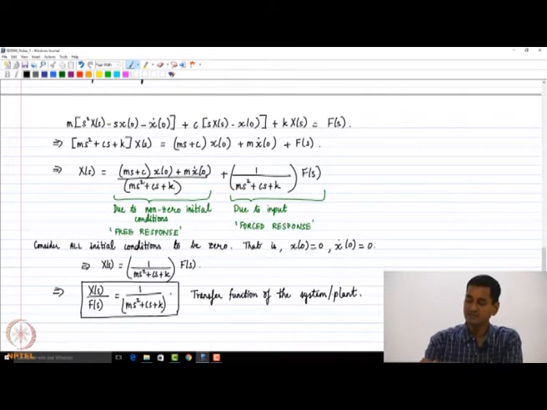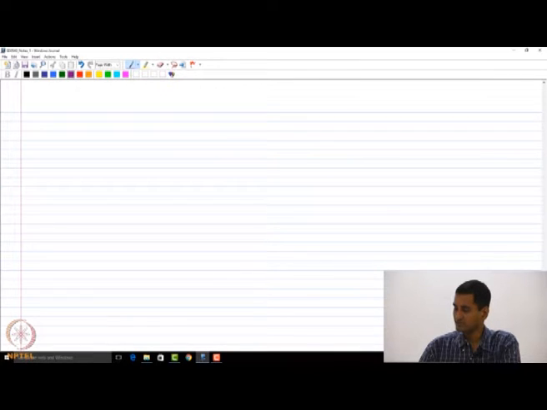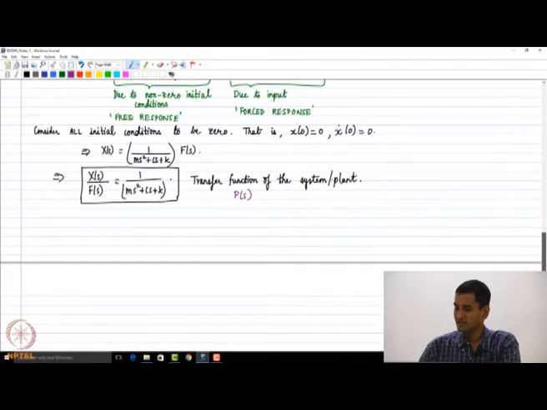okay? So in this particular course, we will use P of s to denote this, just to avoid confusion with other symbols. Capital P of s is the plant transfer function, okay? So let me repeat once again. What did we do? We wrote down the governing linear ordinary differential equation.